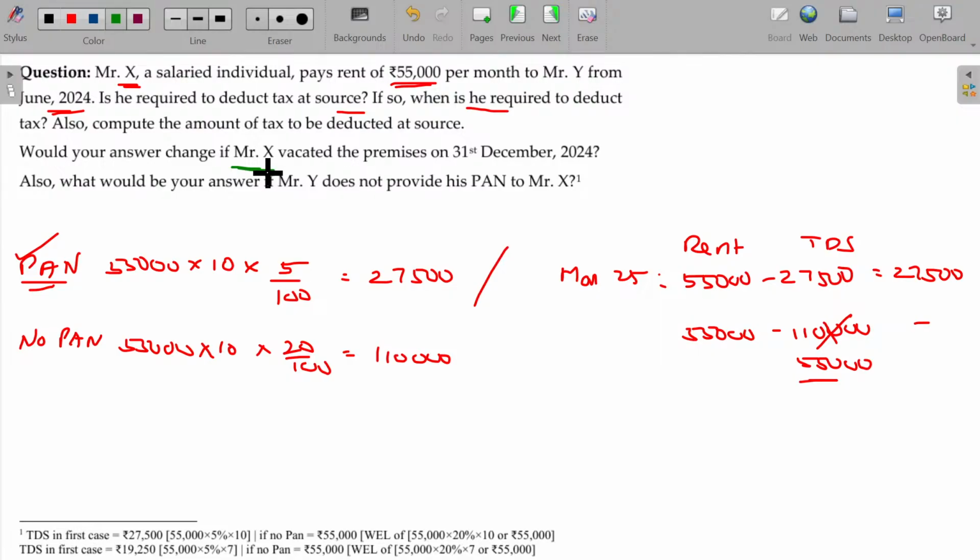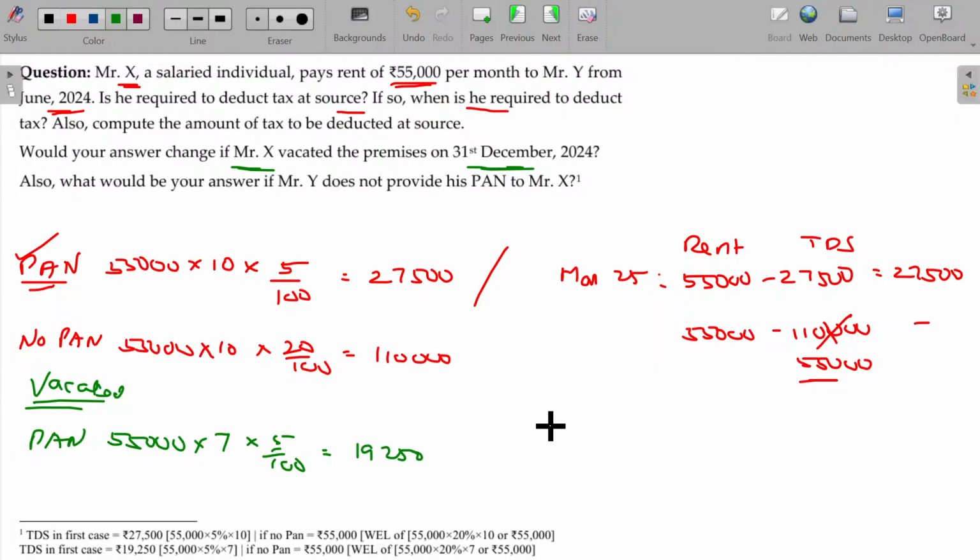Would your answer change if Mr. X vacated the premises on 31st December itself? What happens? Vacated case, PAN is given. 55,000 into 7 months only, up to December. For that, 5% being how much? 19,250. Now you have to consider the December 2024 rent being 55,000. From that last payment, he can deduct TDS 19,250. Balance is payable in this month.